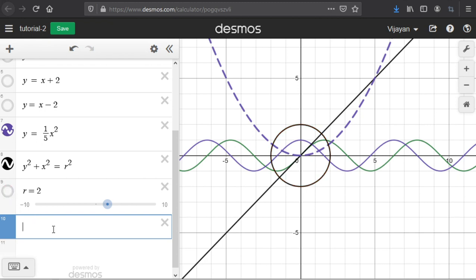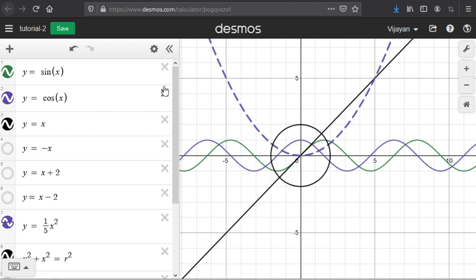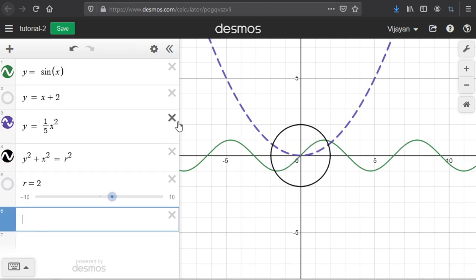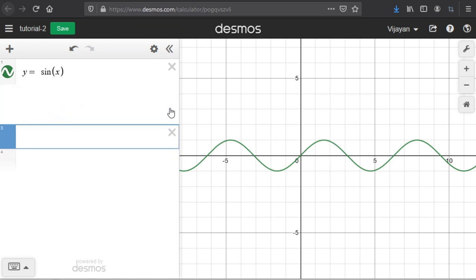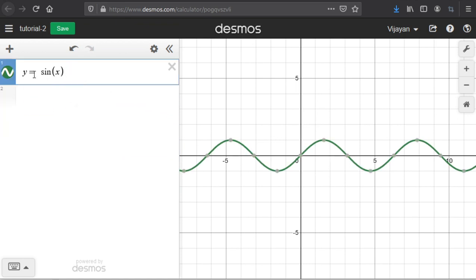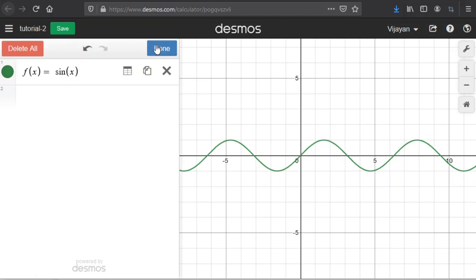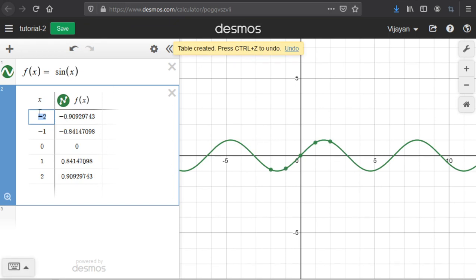Now suppose, another feature of this is like, suppose now all these things I don't require, so I am deleting all of them. This is y is equal to sine x. Instead of y, I am giving it a function, let's say f of x is equal to sine of x. Now I will click on this icon. Here you can see there is one option given, convert to table. If I click, then all the values of x and its corresponding values of f of x will be displayed here in a table.